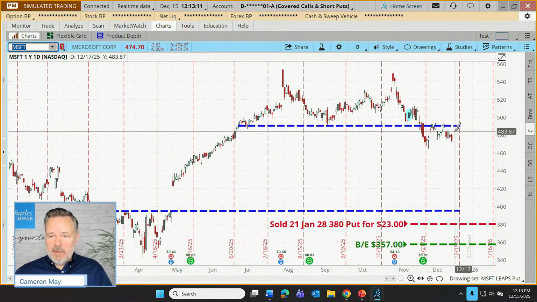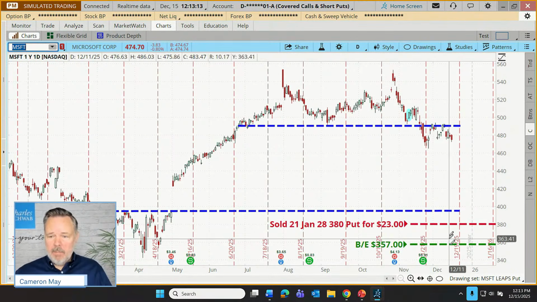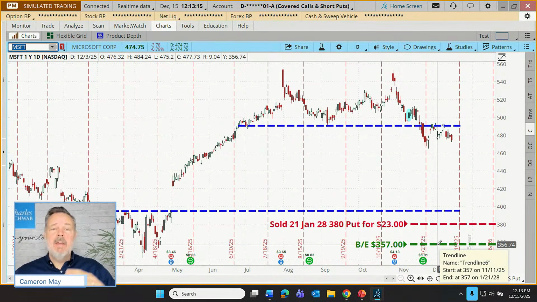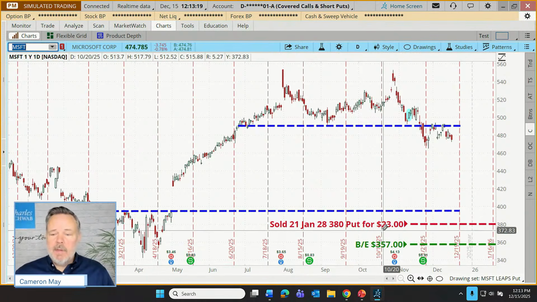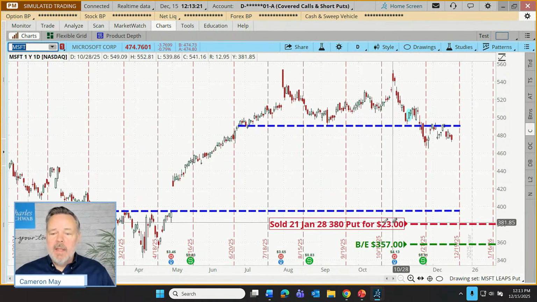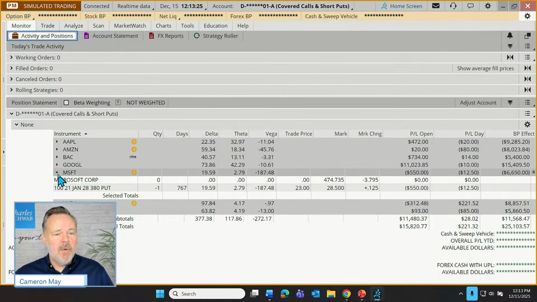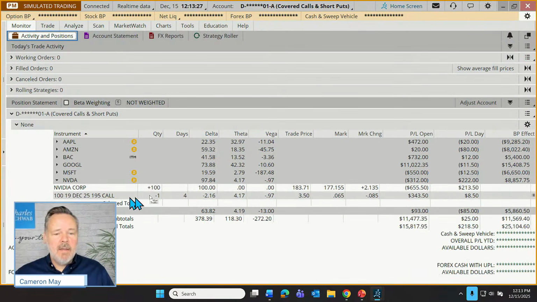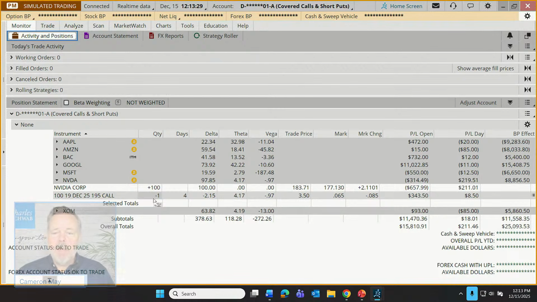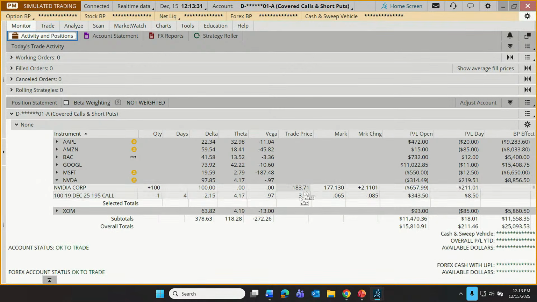So what we'd like to see is for the stock to start to climb, putting this contract even further out of the money, maybe accelerating its decay. We'll see if we, not this one, that's the break even, this one. But this one, we'll just let it continue to work. Nvidia is a covered call. This one I think we need to do something with, because we sold a premium for $350.